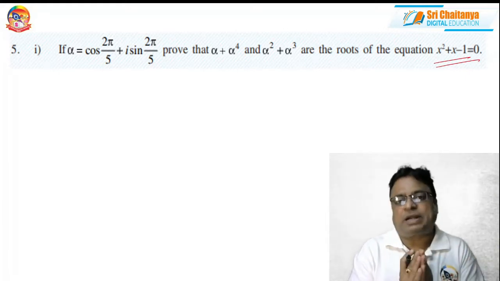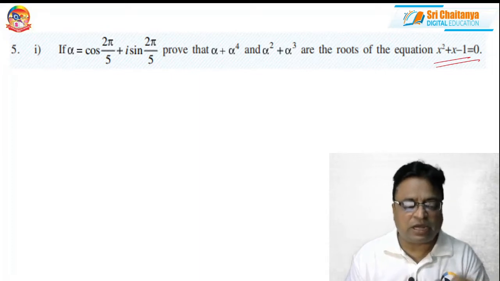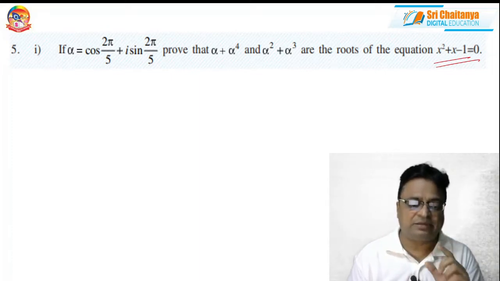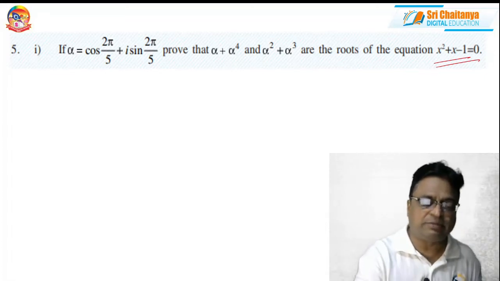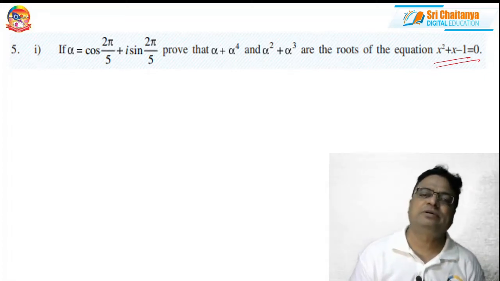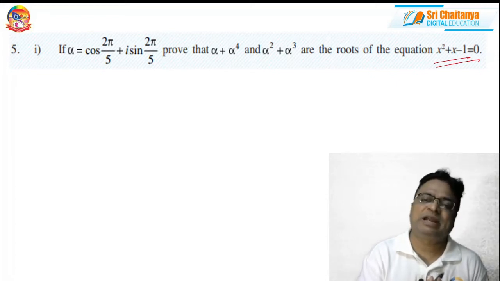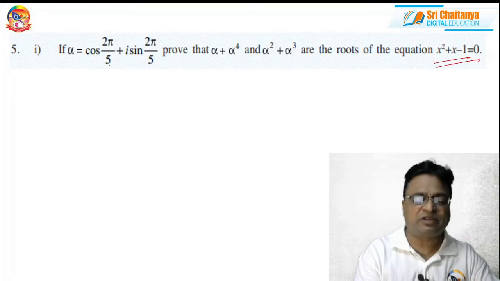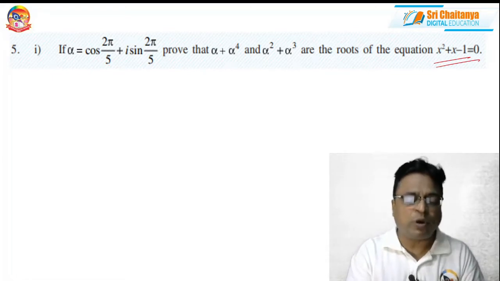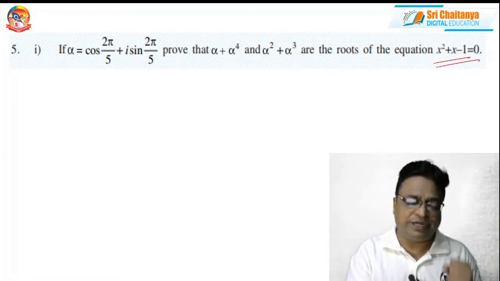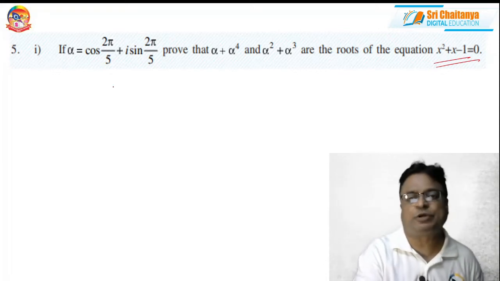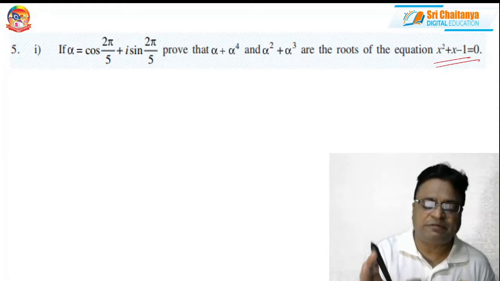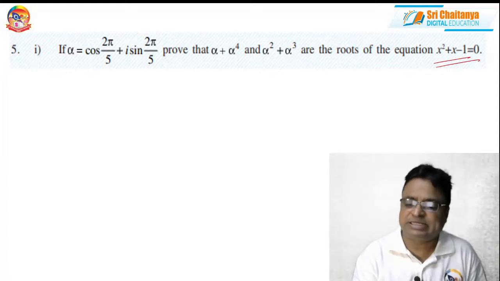Read the question properly. While looking at the alpha itself, if you get the idea that alpha is nothing but one of the fifth roots of unity, then the problem is in your hand. Because it looks like cos 2 pi by n plus i sin 2 pi by n. What is that? One of the nth roots of unity. Like this is one of the fifth roots of unity. That is the concept behind the screen.